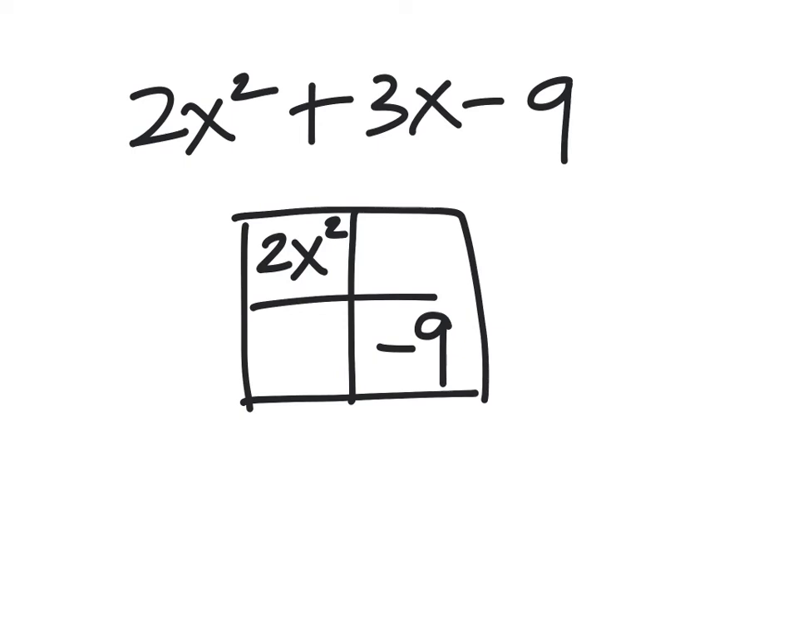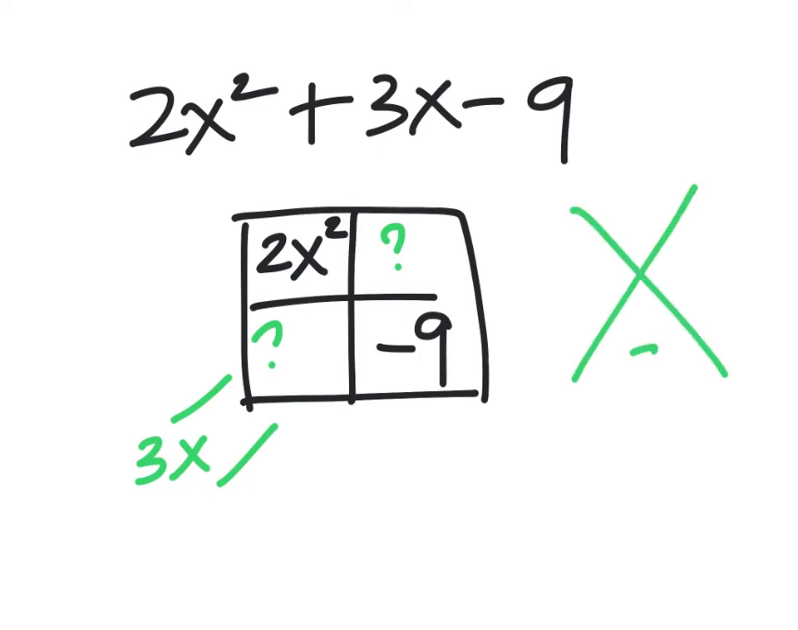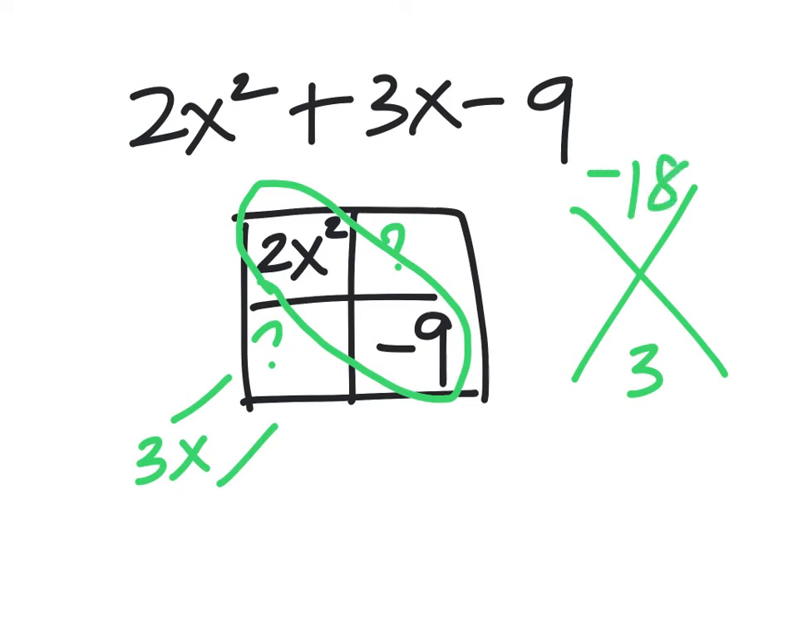So here I notice that whatever boxes I fill in here, when I collect them at the end, they have to add up to be 3x. So I know these two question marks have to add up to be 3. Well, what do they have to multiply to be? Notice that all the diagonals on the generic rectangle multiply to be the same. So 2 times -9 is going to make -18, which means these two question marks are going to multiply to be -18. So what are the two factors of -18 that will make a 3?